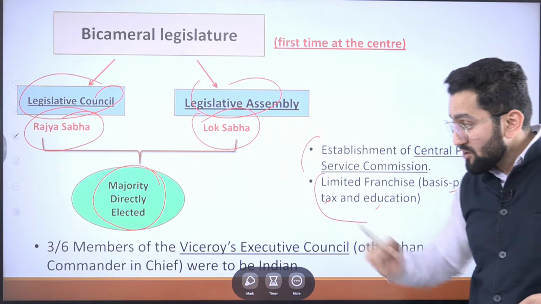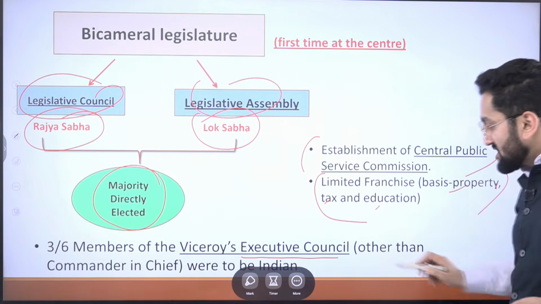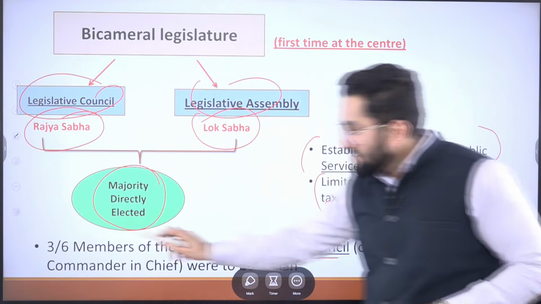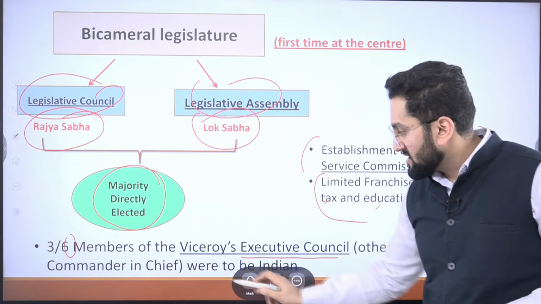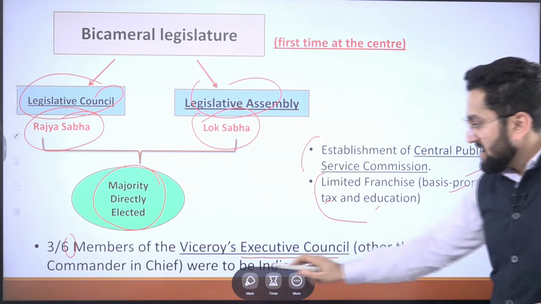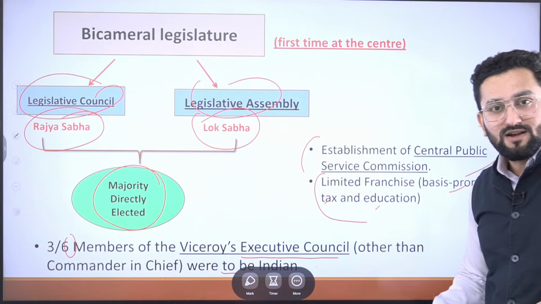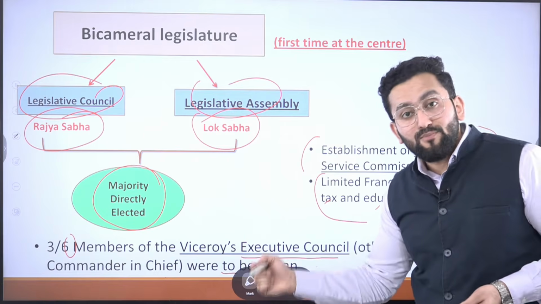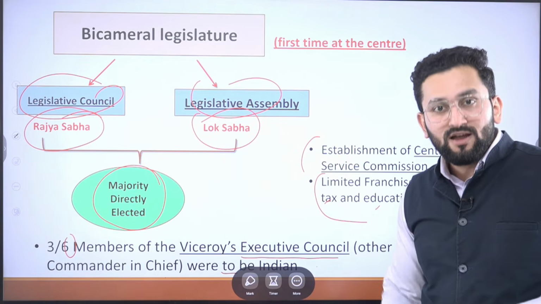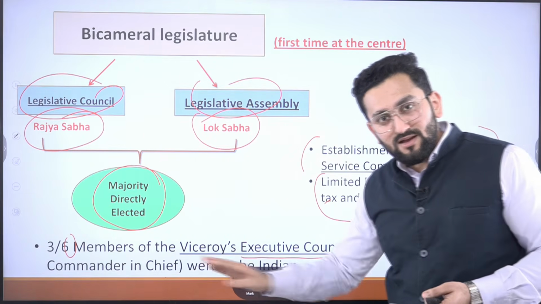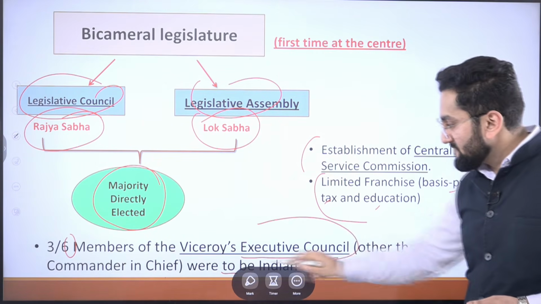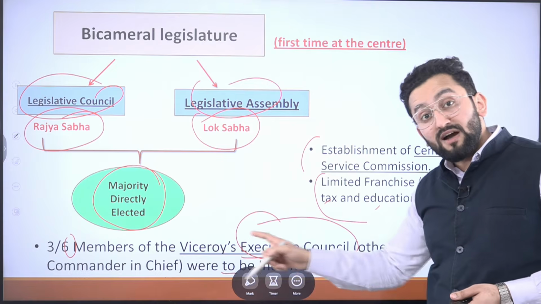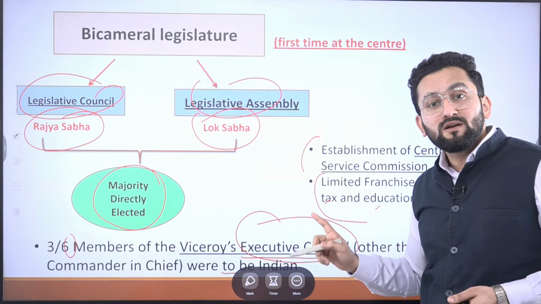Okay. Another important part, Viceroy's Executive Council. There were 6 members here. Out of these 6 members, 3 members, apart from the Commander-in-Chief, need to be Indians. So this was an important development here. Six members in the Viceroy's Executive Council, right? We will call it the Viceroy's Executive Council only.